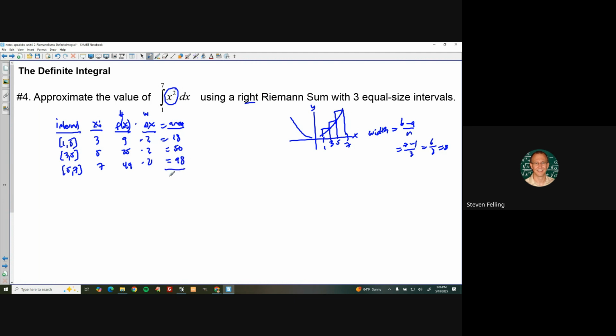And when we add those up, we can now say this. The integral from 1 to 7 of x squared dx, which is supposed to represent the exact area under the curve, is approximately equal to this sum, 18 plus 50 plus 98, which is 166. So we're just using this as a notation for the result of a Riemann sum, and it's an approximate result because this doesn't perfectly match the area.